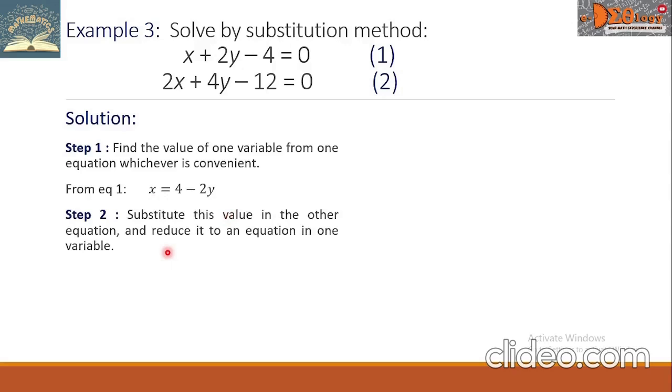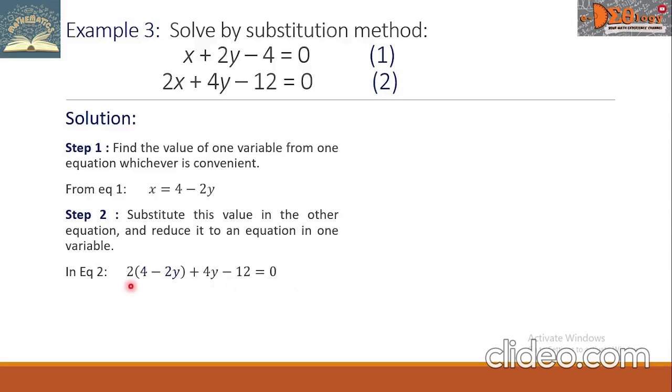Then step 2. Substitute this value of x in terms of y in the other equation and reduce it to an equation in one variable. Our equation 2 is 2x plus 4y minus 12 equals 0. The value of x we will put here as 4 minus 2y. So equation 2 becomes 2 times the quantity 4 minus 2y. Then we copy plus 4y minus 12 equals 0.